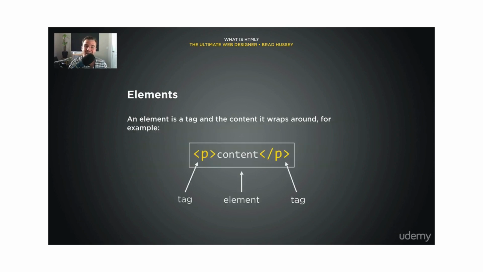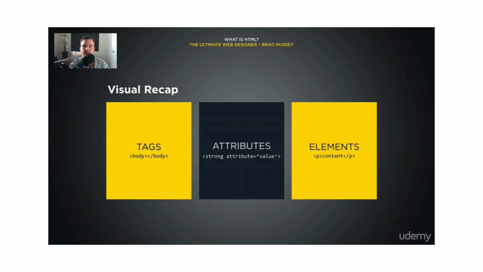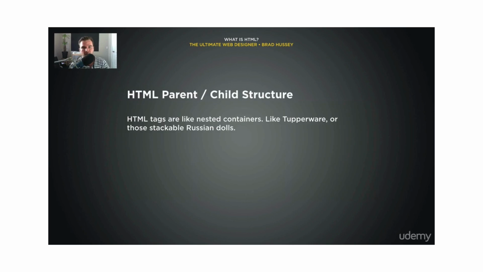Elements. An element is a tag and the content it wraps around. For example, it's everything put together, the opening tag, closing tag, and the content within it. That is called the element. Here's a visual recap. We have tags, attributes, and elements. Tags are kind of like the body tag, paragraph tag, so on and so forth. There are a lot of HTML tags, and we'll get there when we get there. Attributes are extra information injected into HTML tags that tell the browser a little bit more about your web page, the document, or the specific tag. And elements is everything put together. So the opening, closing tag, and the content within it.